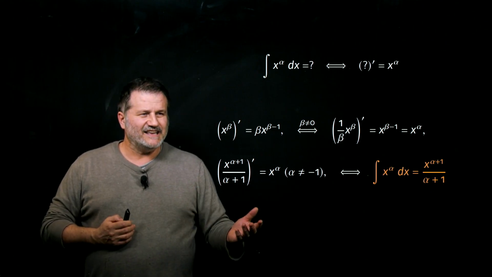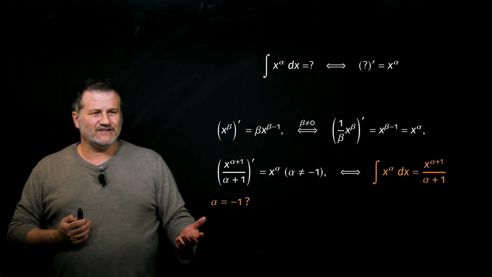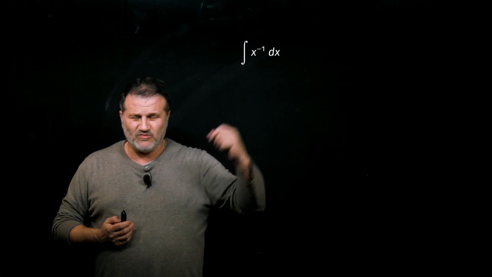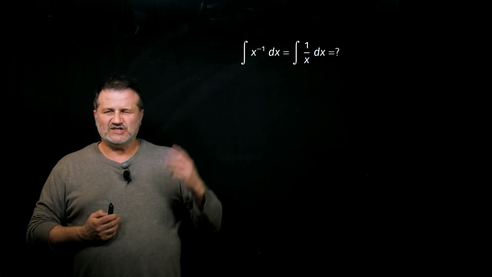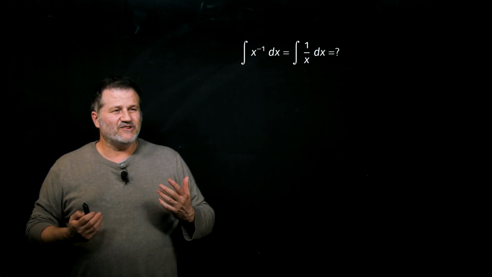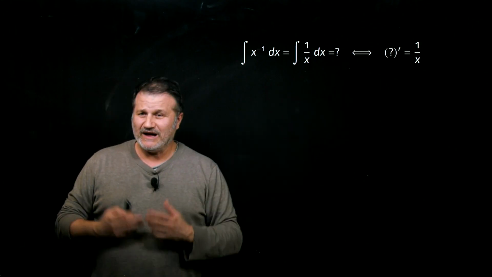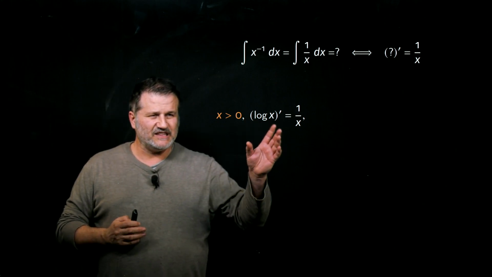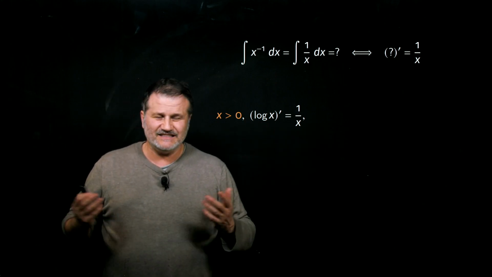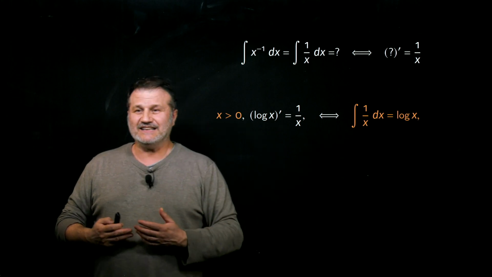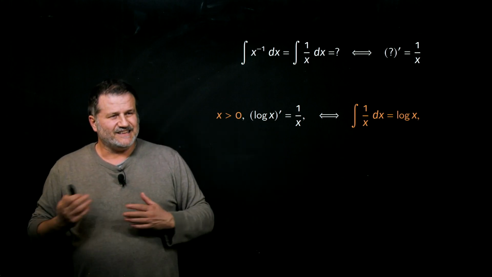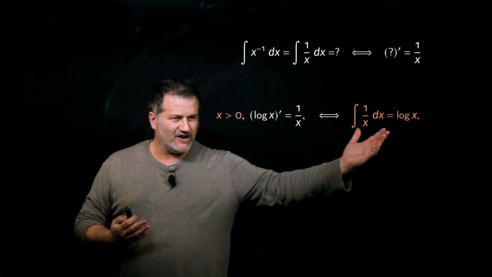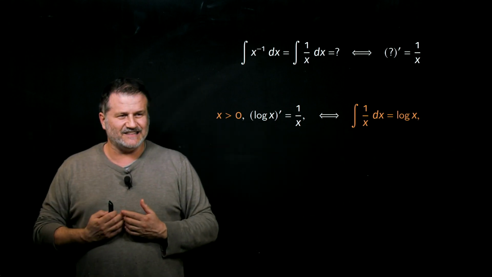What about the case alpha equal minus 1? In this case, we have power x to exponent minus 1. So this is 1 over x. Well, we know that there is a function whose derivative is 1 over x. It is the logarithm. At least for x positive, the derivative of log of x is 1 over x. And this says that a primitive for 1 over x is log of x. At the same time, 1 over x makes sense also for x negative. But what about log? Log is not defined for x negative.